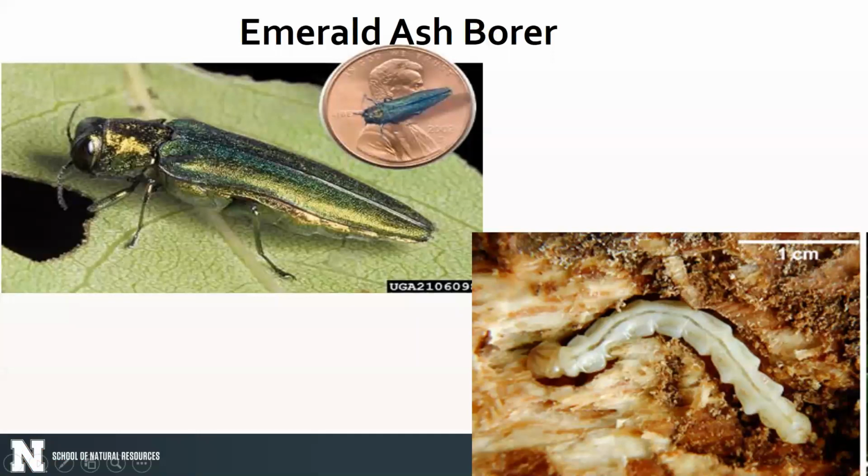Okay, so many of you have probably heard of the emerald ash borer, and that is an insect that causes a lot of problems with specifically ash trees. As you can see with the top picture on the left there, it is a small insect. It's smaller than a penny. And it's actually the larva that is going to compromise and kill the tree, not the adult.